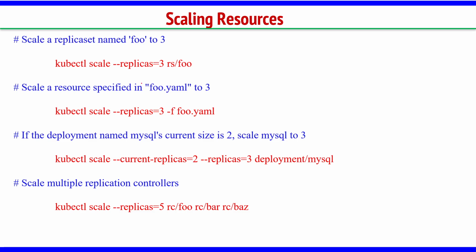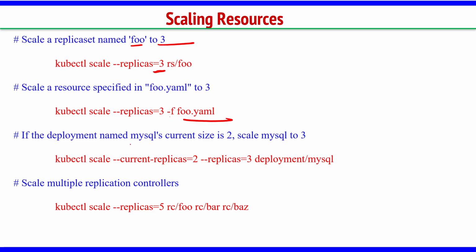Then scaling resources. Very importantly, we use these commands if we want to scale resources manually. So, scale a replica set named foo to 3: scale --replicas=3. If you want to scale a resource from a YAML file to 3, same, scale --replicas=3 -f and the YAML file name. These are just examples to show you how we do the scaling.